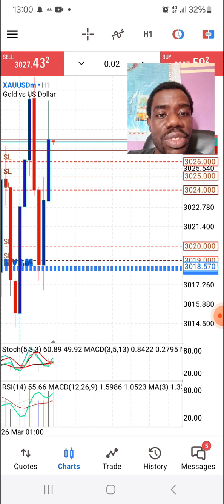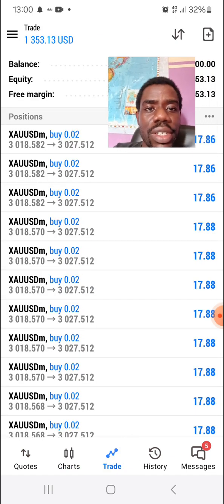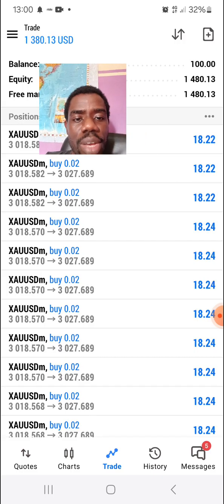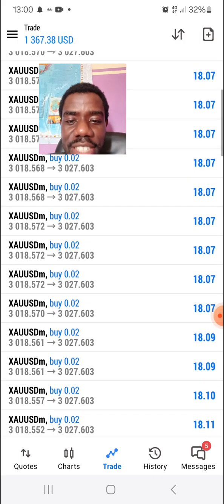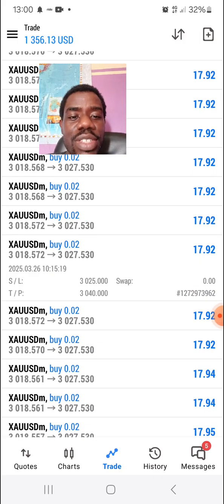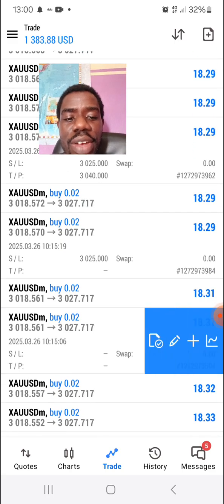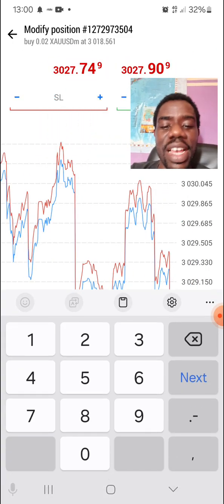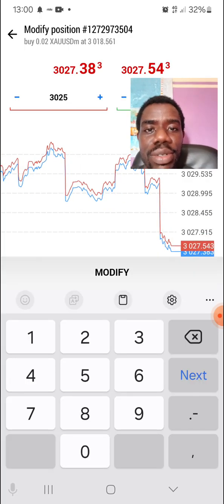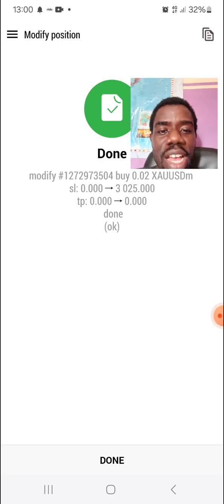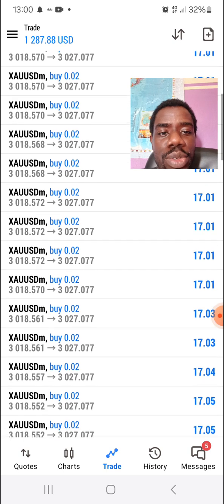So the major thing is this is high leverage trading, and of course this is risk capital. There was no SL set for this, except for now, which I intend to secure, treating it as a real account. So for like 80% of this trade now, I've set my SL. Some that I've not set, I'm setting. I just wish to be able to do this on a real account soon.